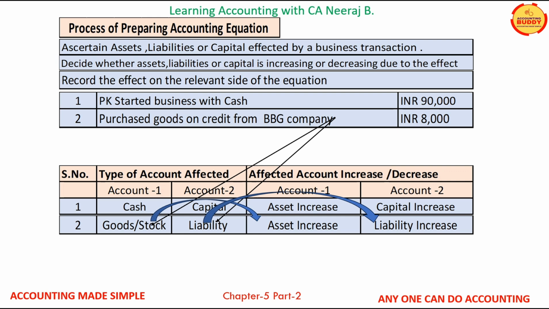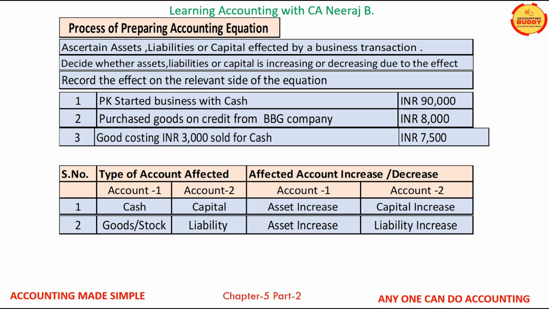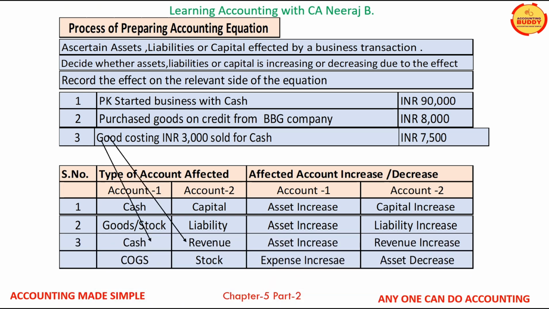The third transaction which we will consider is that the goods costing INR 3,000 are sold for a cash of INR 7,500. If we analyze this transaction, cash and revenue accounts are affected, and the cash, which is an asset, will increase and the revenue is earned, therefore it will also increase. In the same transaction, cost of goods sold, that is the COGS, and the stock accounts are also getting affected. Expense will increase being the cost of goods sold, and the stock being the asset will get reduced.